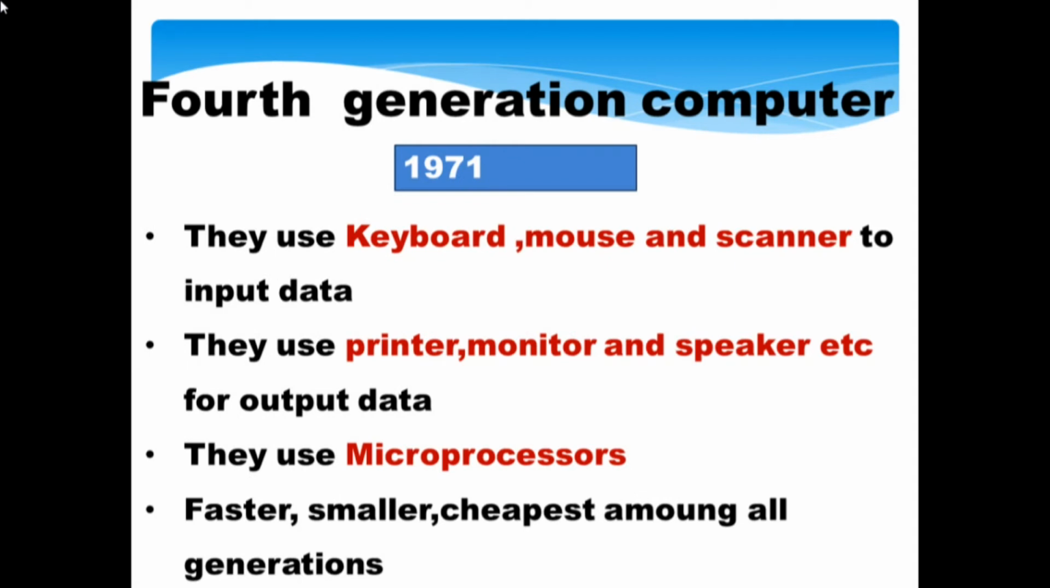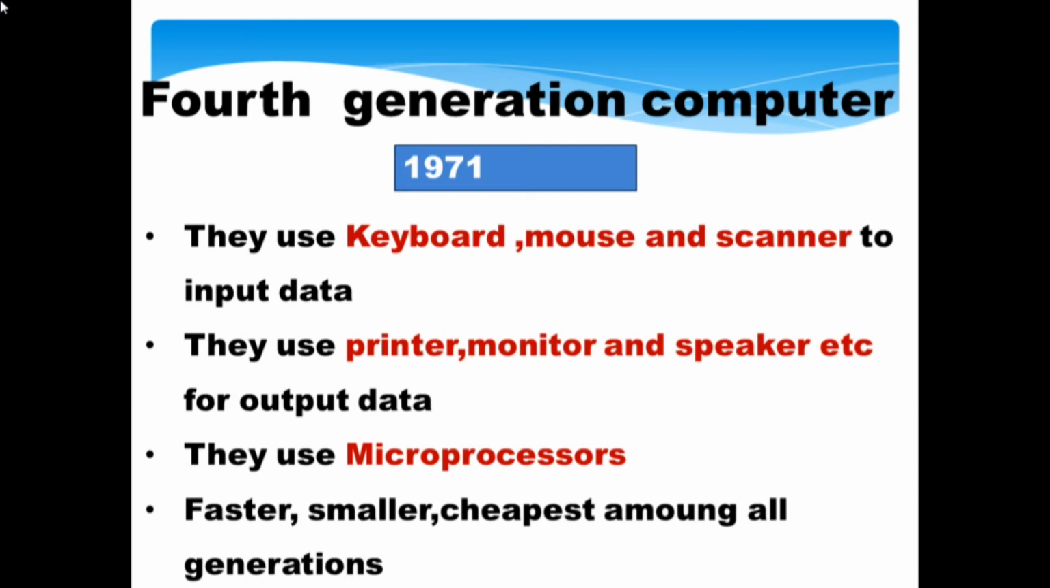Now to study about fourth generation computers. Present day computers and modern day computers are examples of fourth generation computers. From 1971 onwards, we are using fourth generation computers. Fourth generation computers use keyboard, mouse and scanner to input data, and they also use printer, monitor and speaker for output data. They use microprocessors as electronic components.